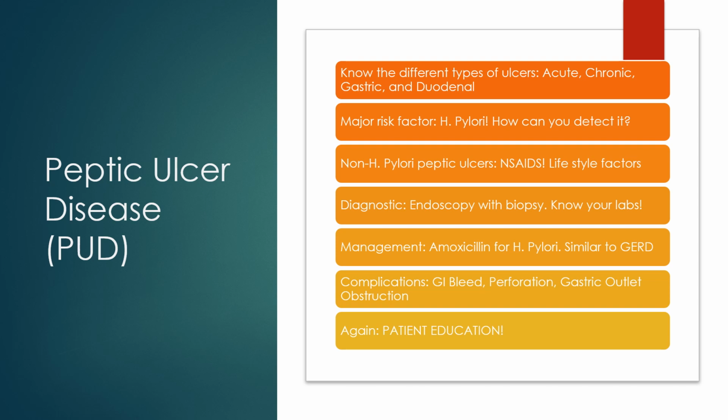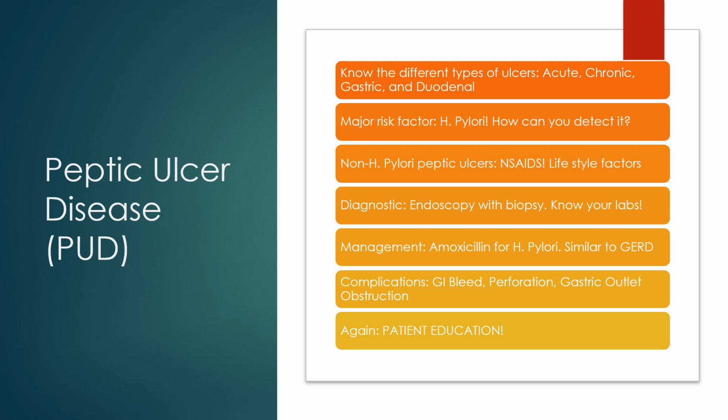How are you going to diagnose? You're going to go and scope them with biopsy. When you biopsy, you can find that H. pylori. So when you're looking at this, know your labs, know what you're going to look for. Management, usually we give amoxicillin for the H. pylori, and similar to GERD, a lot of the same medications, so that's something to be aware of is know your PPI and your H2 receptor blockers.